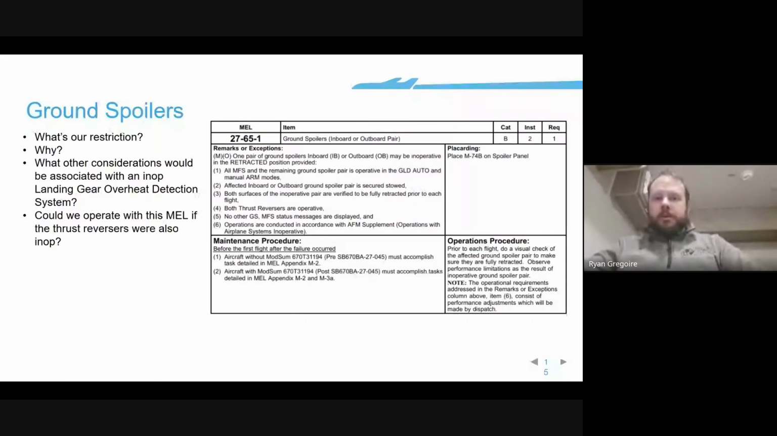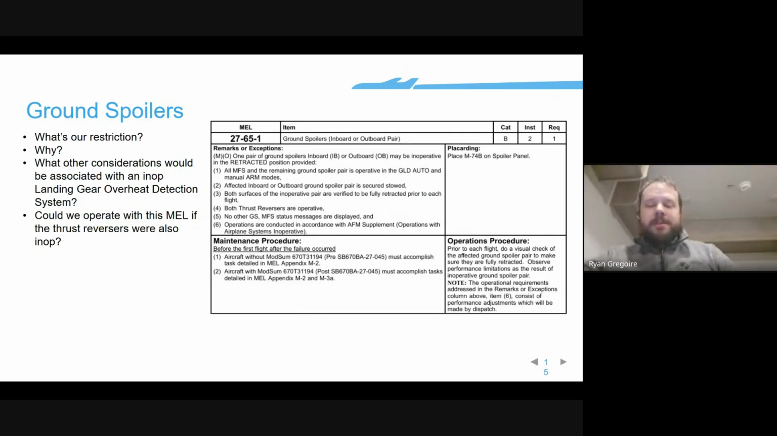All right, ground spoilers. Ground spoilers are part of the lift dumping system. Here we have MEL 27-65-1 for the inboard or outboard pair. 2 installed, 1 required. If one set of ground spoilers was inoperative, what restriction would we have?